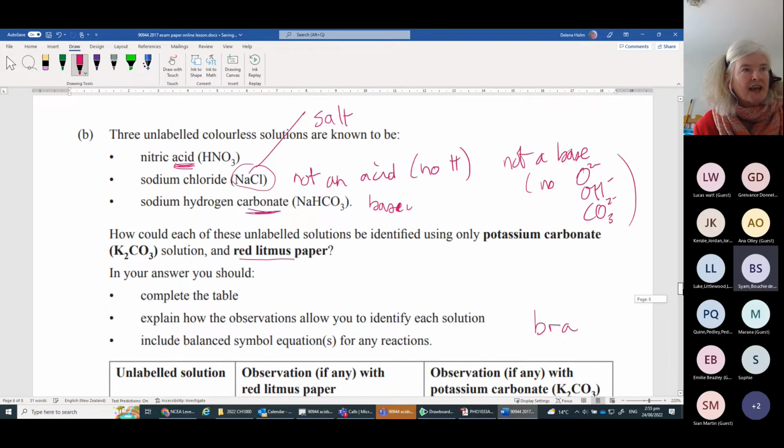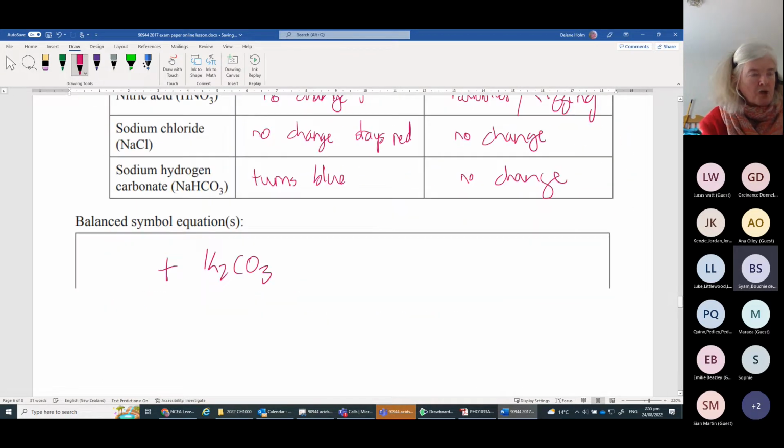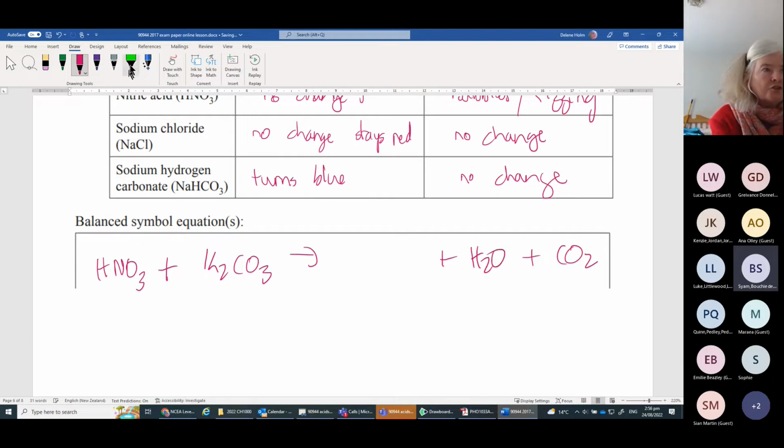You've got HNO3, so use it. Everybody should be able to write that. And then because you've got fizzing, hopefully you know you've got CO2 and you've always got water. And again, your salt is going to be the cation of the base with the anion of the acid.